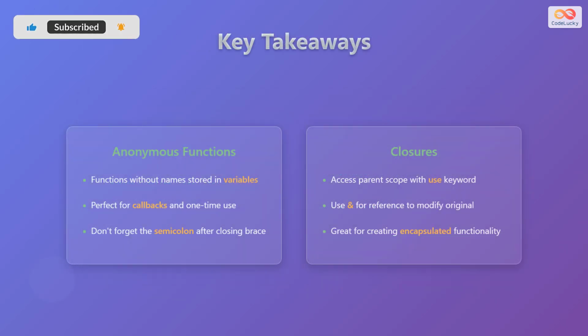Let's review the key takeaways from this lesson. First, we learned about anonymous functions. These are functions without names that can be stored in variables. They are perfect for callbacks in one-time use situations. Don't forget the semicolon after the closing brace. Next, we learned about closures. Closures allow you to access the parent scope using the use keyword. Use the ampersand for reference to modify the original variable. Closures are great for creating encapsulated functionality.